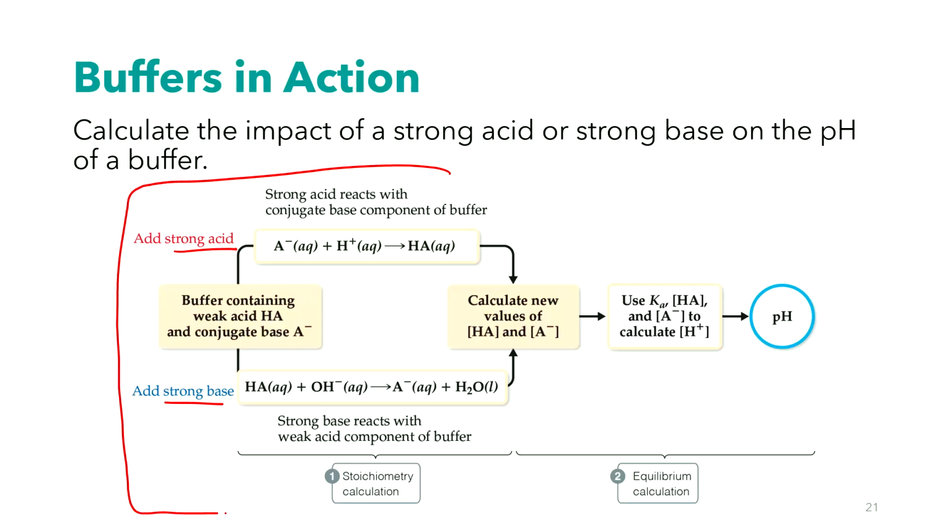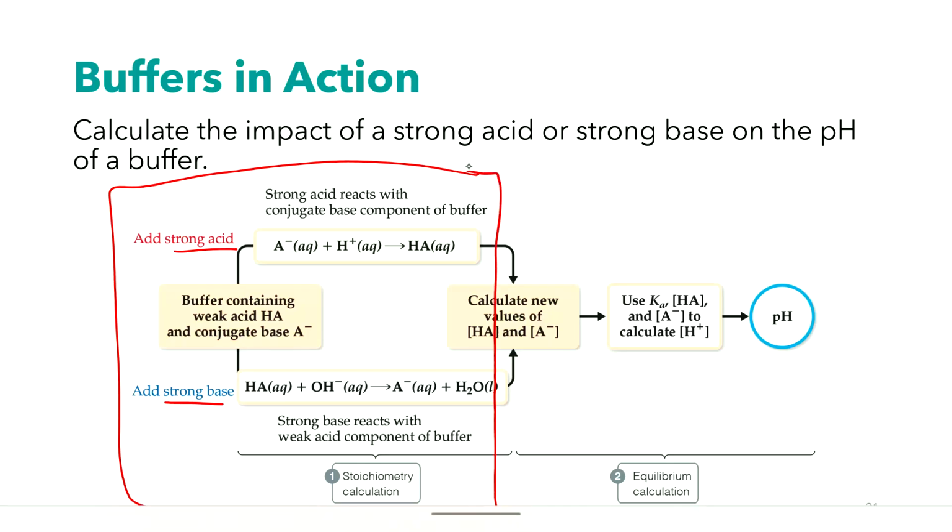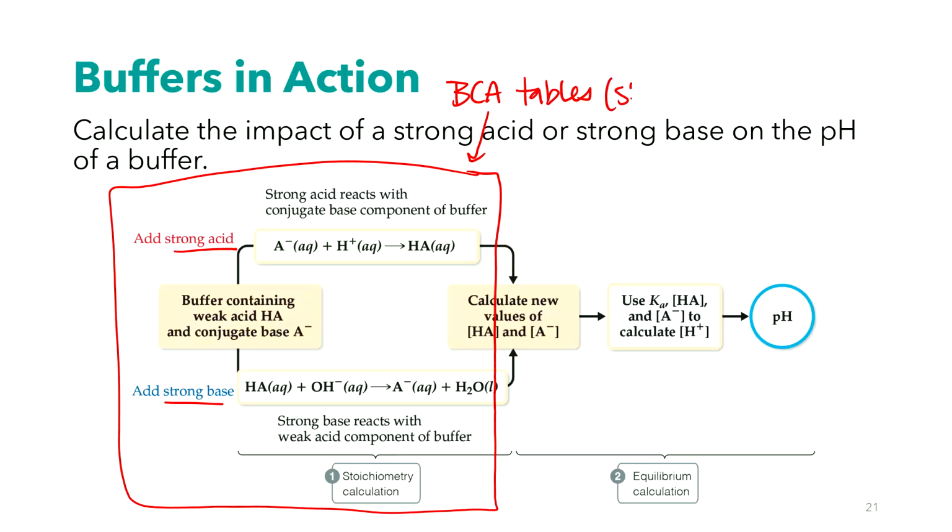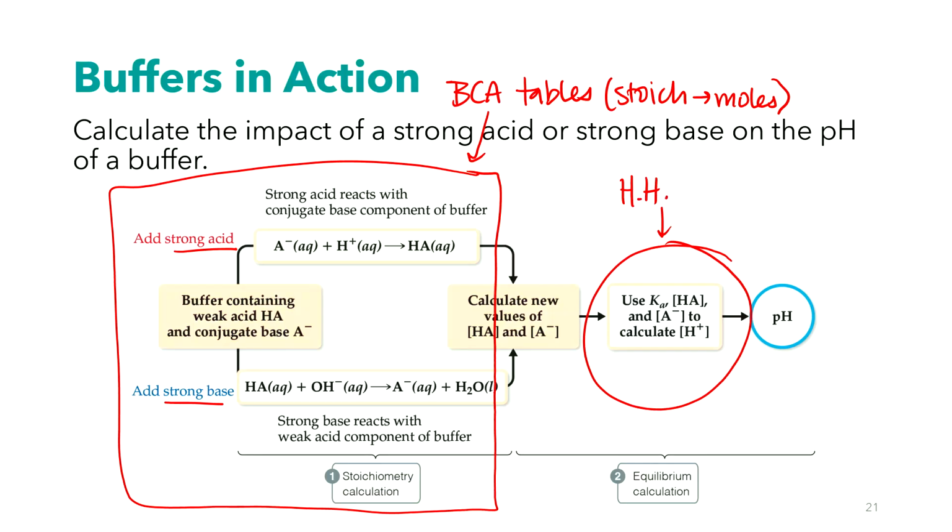This first part is the stoichiometry calculation. We will do this part in BCA tables, and it's got to be in moles, where we're doing 100% conversion. We throw in some H plus. It converts A minus to HA. So we change those equilibrium values because we're adding in OH minus or H plus. And then with the new values, we go in and can do an equilibrium concentration, which will usually be a Henderson-Hasselbalch.